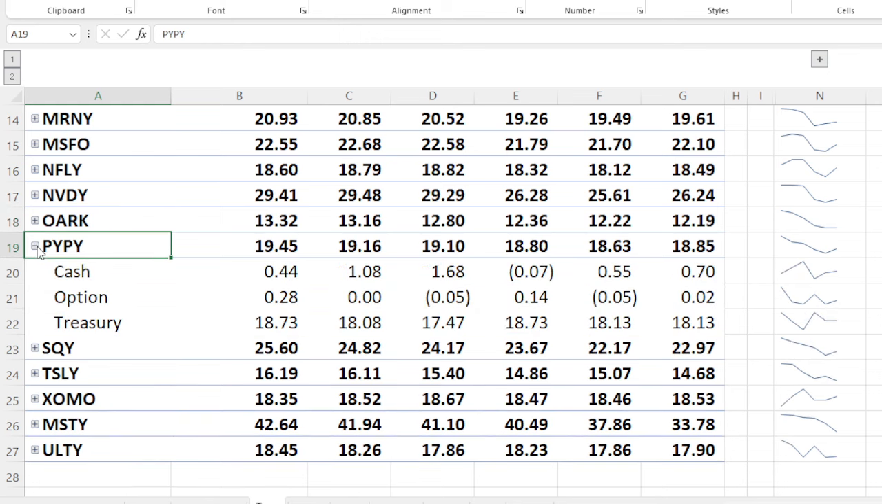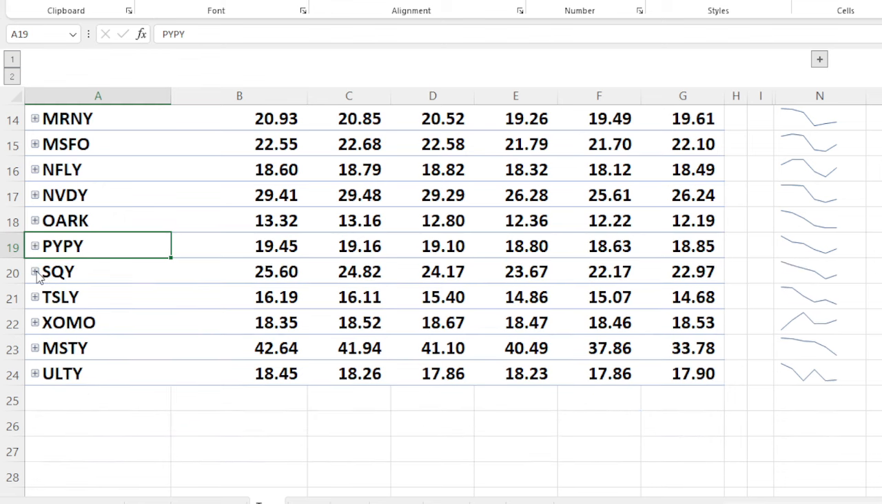PP went from 1945 to 1885. So a little bit of momentum kind of got bashed. Cash went up from 44 cents to 70 cents, and then you can see almost a corresponding slide in the treasuries, 1873 to 1813. Let's see, the options went from a 28-cent debit down to a 2-cent debit. So hopefully they can recover for this week.